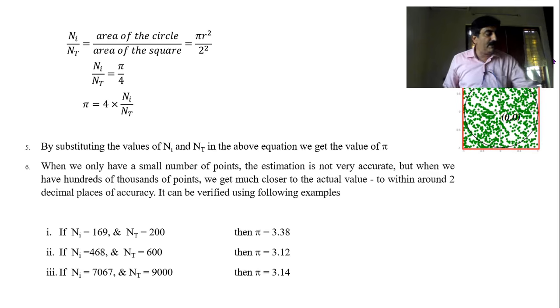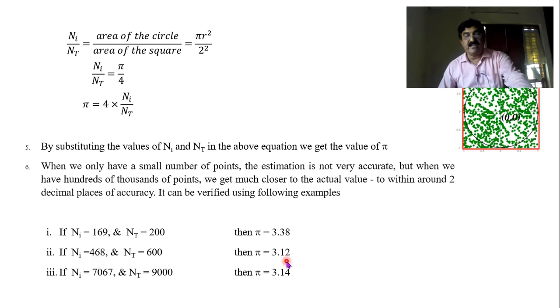Look at this example. I have 3 examples here. Ni 169, Nt 200. If I substitute 169 and 200, I get pi equals 3.38. You know 3.38 is not accurate. I will change the Ni value. If I increase Ni and Nt, pi changes.